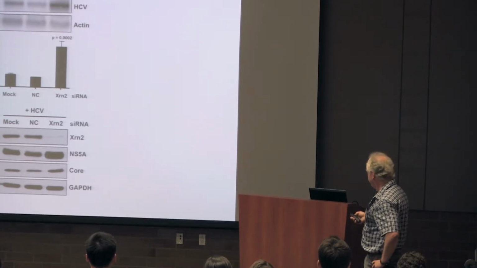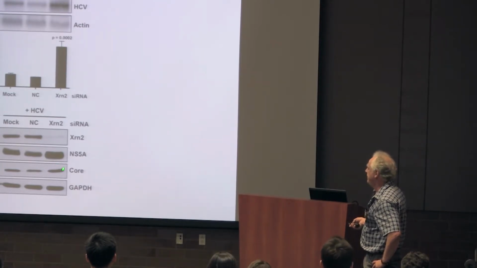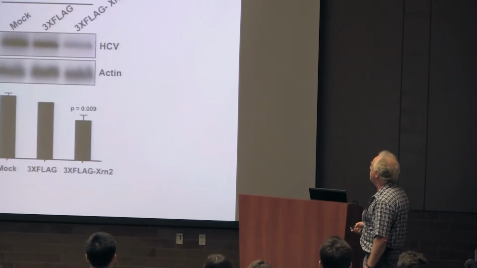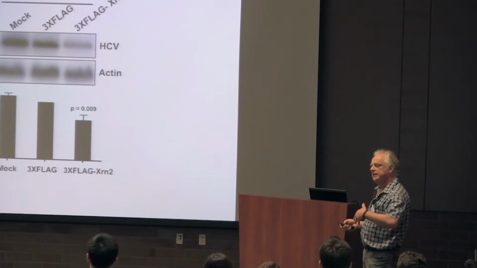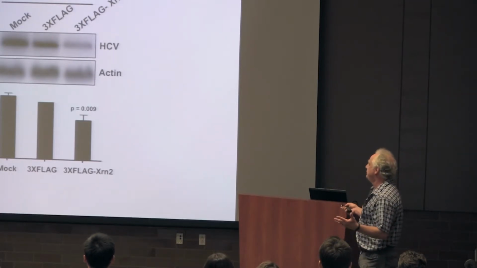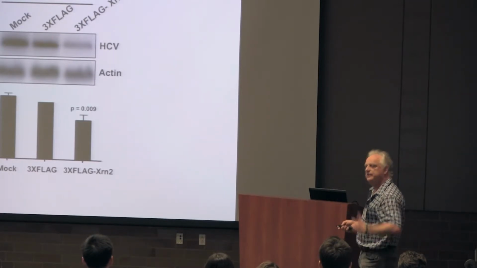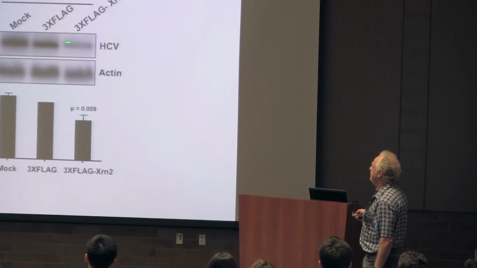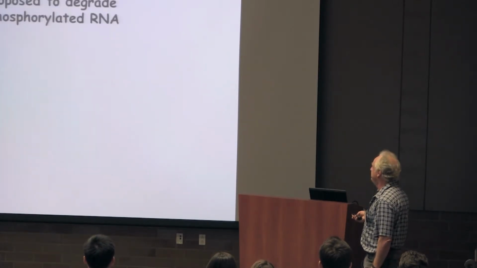And of course, if you knock it down, you enhance hepatitis C virus RNA abundance. Not just HCV RNA abundance, but also hepatitis C virus protein abundance are getting enhanced when you knock down exon 2. And of course, you would expect when you overexpress exon 2, you should see the opposite. Then you should see more hepatitis C virus RNA loss. And this is indeed the case. If you overexpress a FLAG-tagged exon 2, you see there's less hepatitis C virus RNA in the cell.